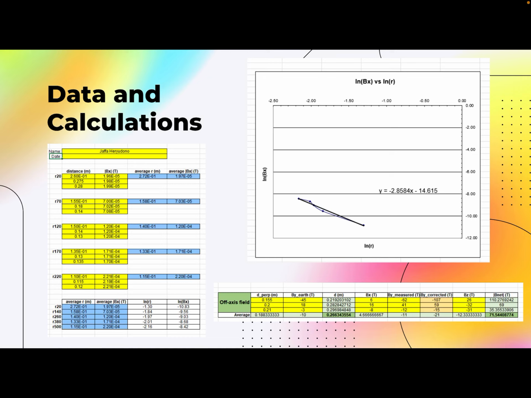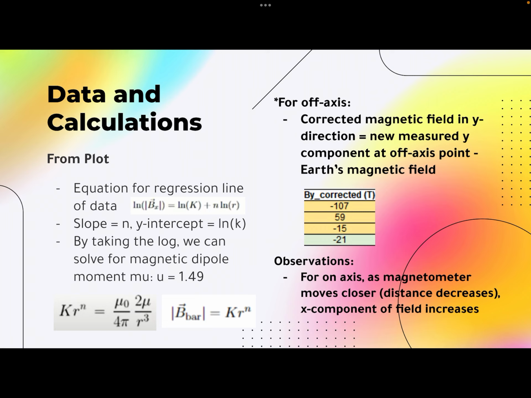The following spreadsheet dictates our measurements, with on-axis data on the left and off-axis data on the bottom. A plot of the relationship between the net magnetic field and distance as natural logs results in the following linear regression. In this equation, our slope is equal to n, and the y-intercept is a constant k. By taking the log of this equation, we can replace B bar with our equation for magnetic field and solve for dipole moment mu, which in this case was 1.49.